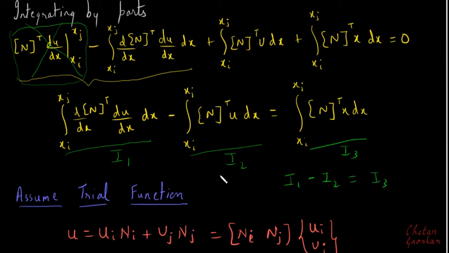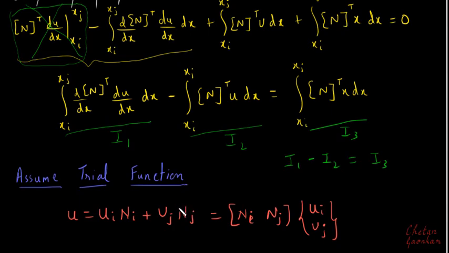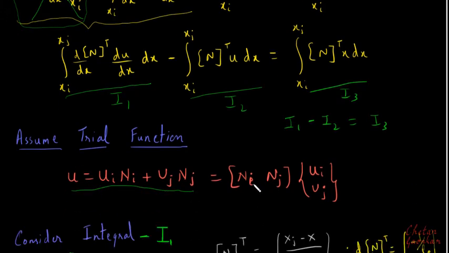Before this, it is now time to assume a trial displacement function, and we know that for a 1D linear element, this is our displacement model, and we can write it in terms of a matrix as [Ni Nj] times [ui uj]. Further, in compact form, I can write this as N times delta, which we had seen last time. So this will be our assumed trial displacement function.